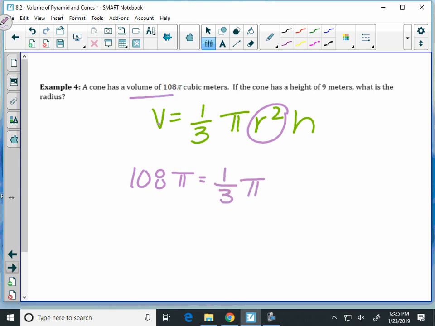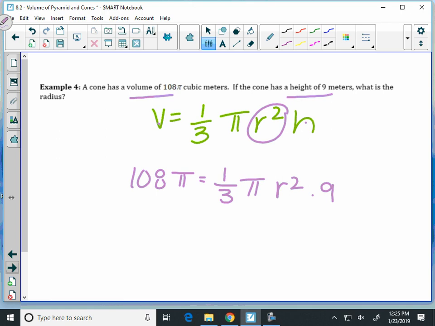Pi is a number. It's just represented with a symbol, so leave that pi. We're trying to find the radius, so that's going to stay R. What can we plug in for H? Because that's the height. That's what it says, height of 9. So we're going to plug 9 in for H. Okay. And then we're going to solve for R.